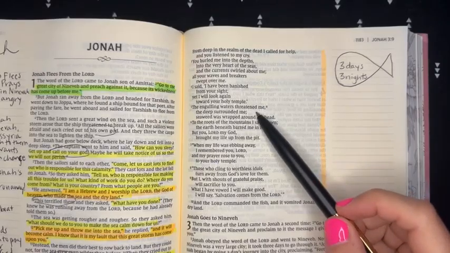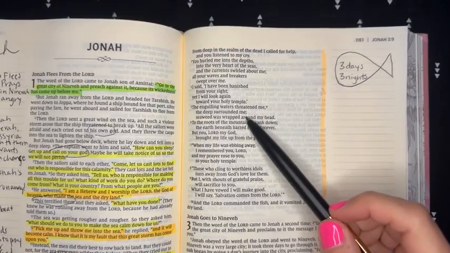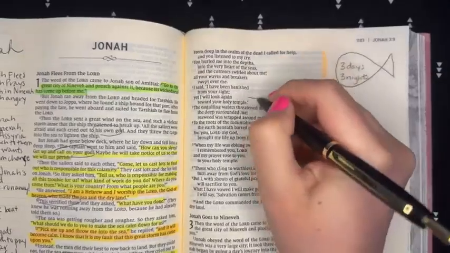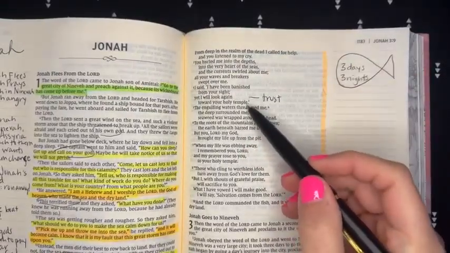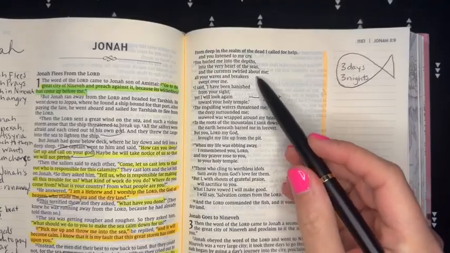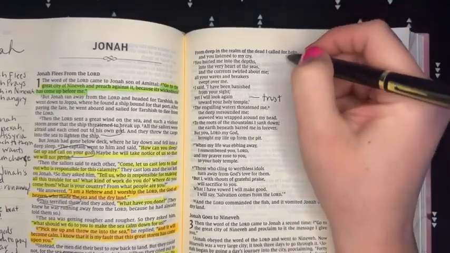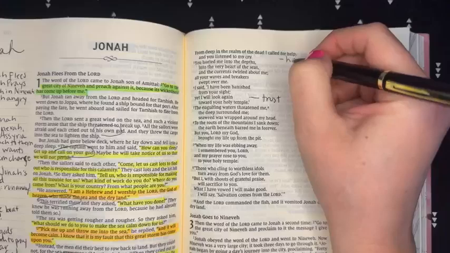The engulfing waters threatened me. The deep surrounded me. I'm going to write just some things I noticed. He's trusting again over here. He's asking for help.